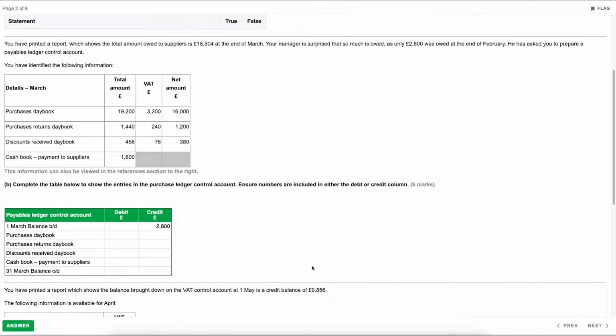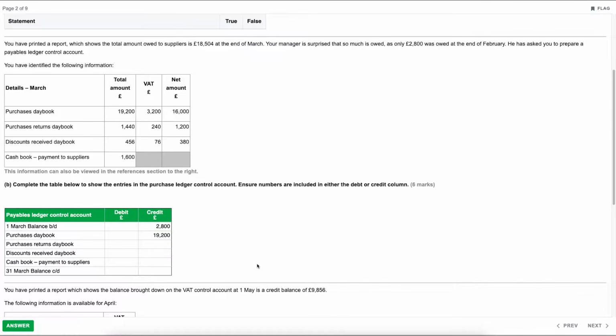Next then, the purchases day book. So the purchases day book is going to show how much we effectively bought on credit throughout the month. So in this example, that is £19,200. So we can see the figure here. So that would further increase the amount that the business owed to its credit suppliers. So it would be a further credit in the account. And that would be for £19,200.